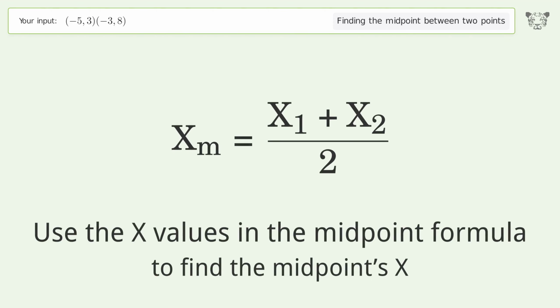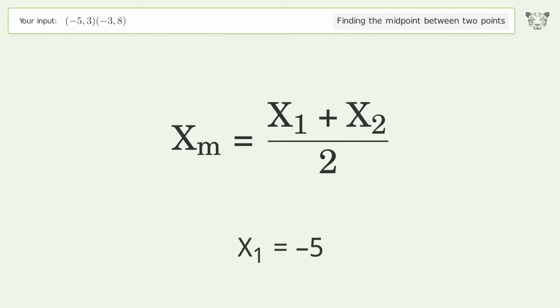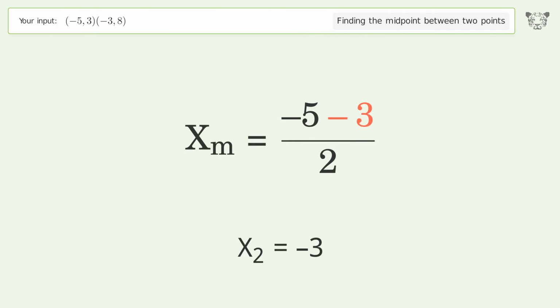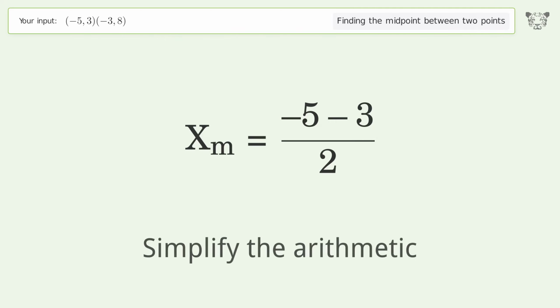Use the x values in the midpoint formula to find the midpoint's x. x1 equals -5. x2 equals -3. Simplify the arithmetic.